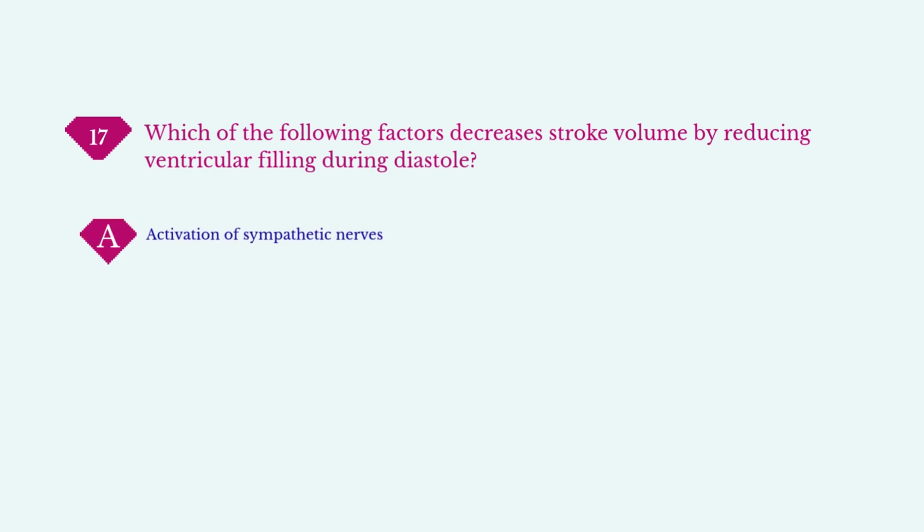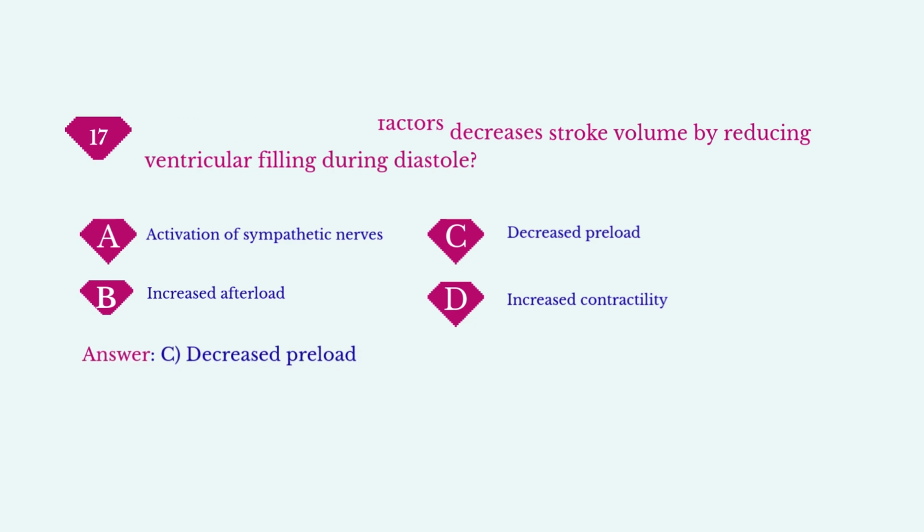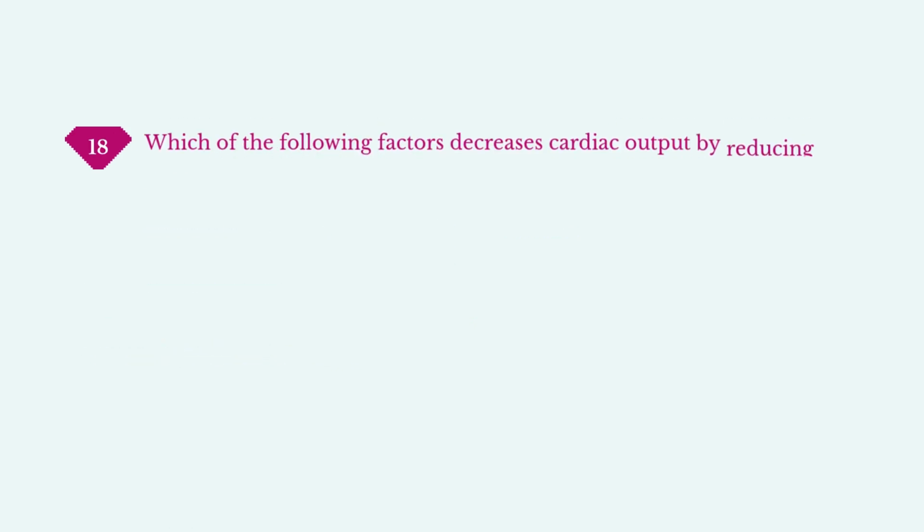A. Activation of sympathetic nerves. B. Increased afterload. C. Decreased preload. D. Increased contractility. Answer: C. Decreased preload. Which of the following factors decreases cardiac output by reducing both heart rate and stroke volume?